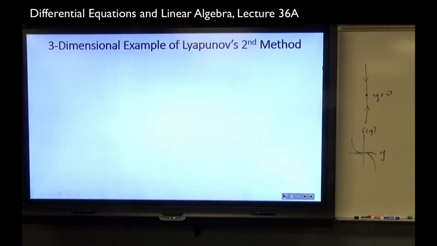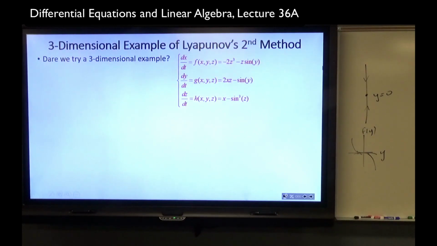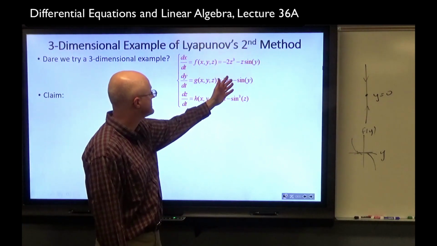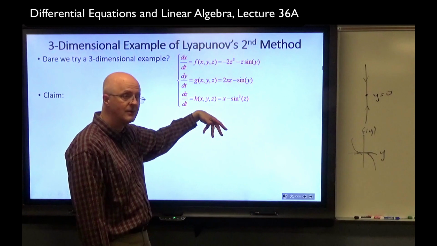What about a three-dimensional example? Dare we try? Here's another example I got from the other book that I showed you. Yikes, signs involved. Does this have any equilibrium points? It turns out the origin is an equilibrium point. x is 0, y is 0, z is 0 makes this all 0.